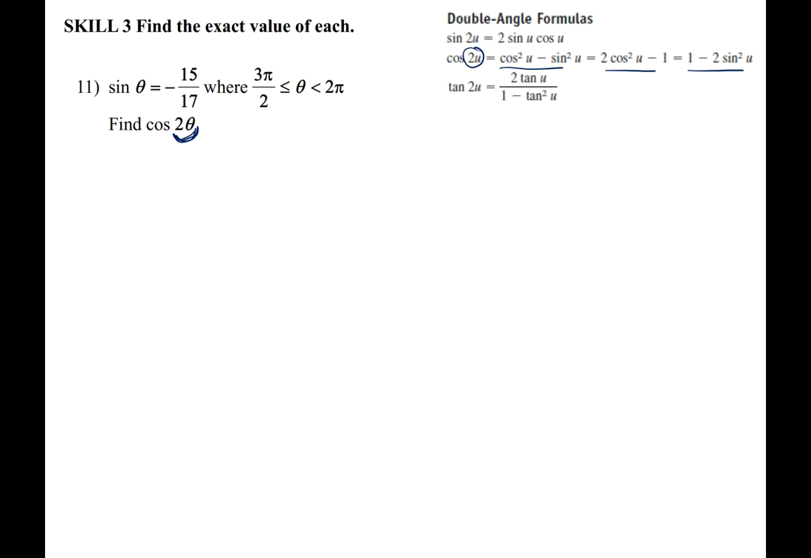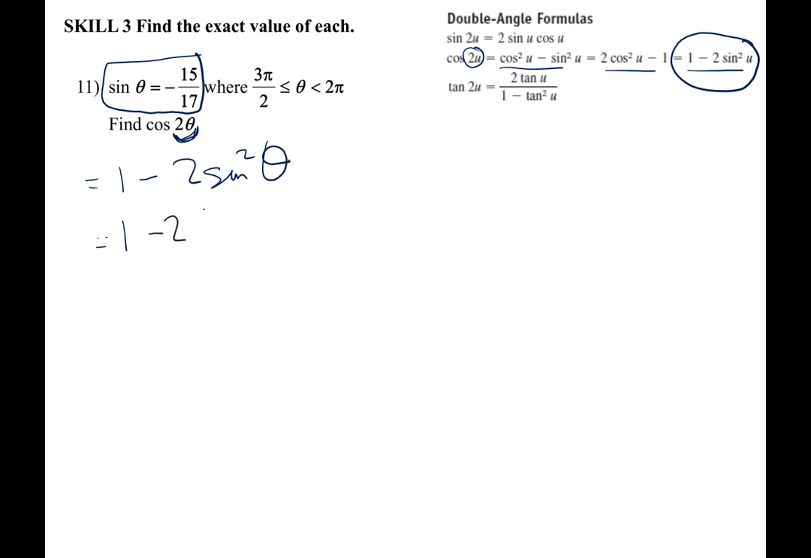In this case, I know exactly what the sine is. So this formula right here has the sine in it. So I'm just going to use that formula. So I'm going to do 1 minus 2 sine squared. Instead of u, I'm going to use theta because that's what I've got. So you've got 1 minus 2. I know I've got to square whatever I'm putting in for the sine, and this is exactly what sine equals. So I take that and I plug it in. So negative 15 over 17.